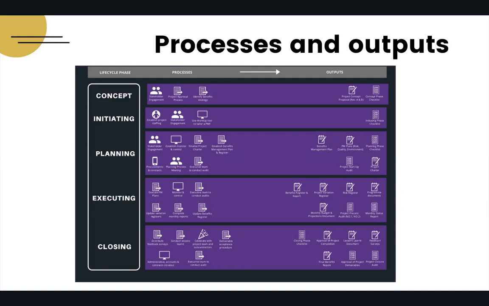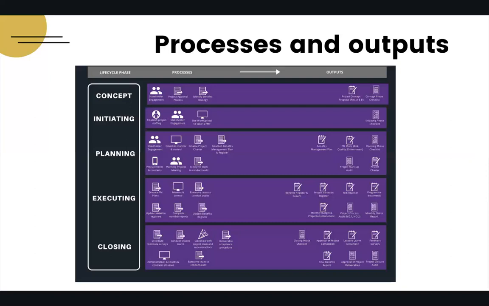So once you've identified the processes that match that life cycle phase, then you obviously need to think about what outputs you get from those processes. For example, in the concept phase, once you've gone through your engagement, your approval, and the benefit strategy, you will then need to produce a project concept proposal. And you also need to do your concept phase checklist.